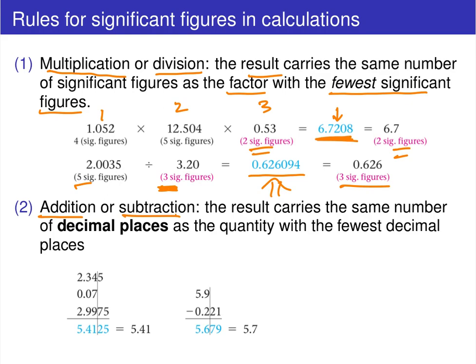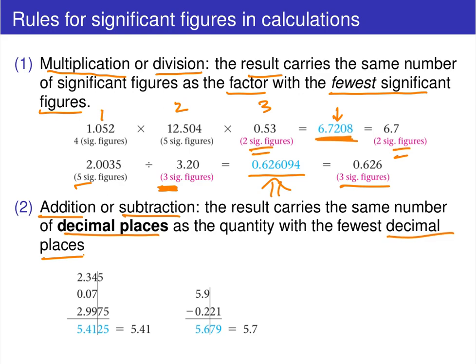Okay, so I need you to really draw this out and make a big star in your notes, highlight your notes. The rule for keeping track of significant figures for addition and subtraction involves looking at the decimal place. So the result of any addition and subtraction is going to carry the same number of decimal places as the quantity with the fewest decimal places. Multiplication and division, we're looking at total sig figs. Addition and subtraction, we're just focusing in on the decimal places.